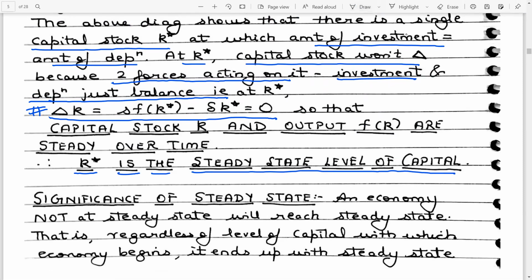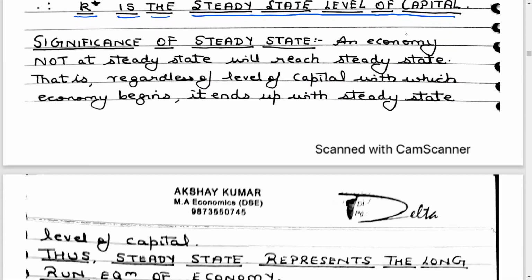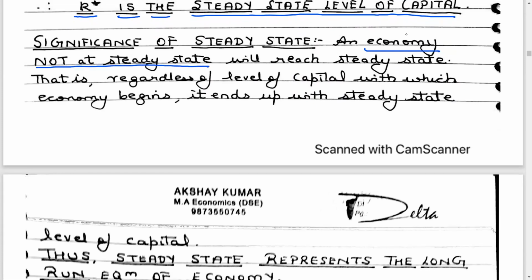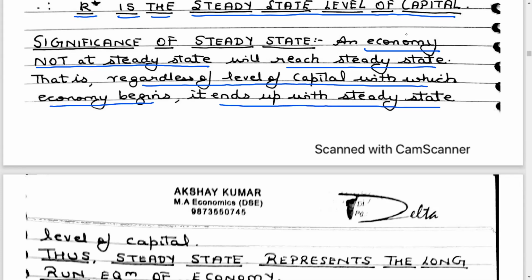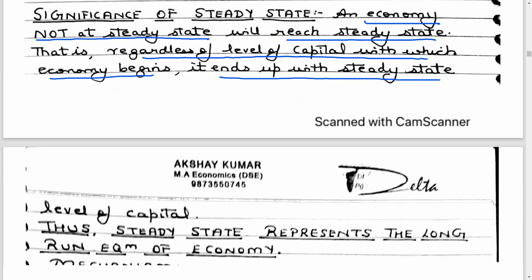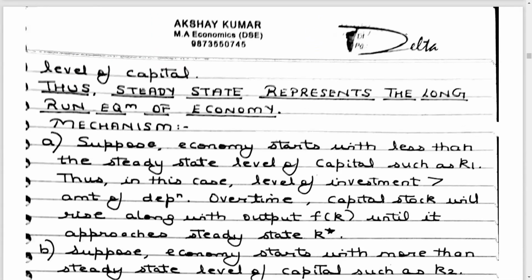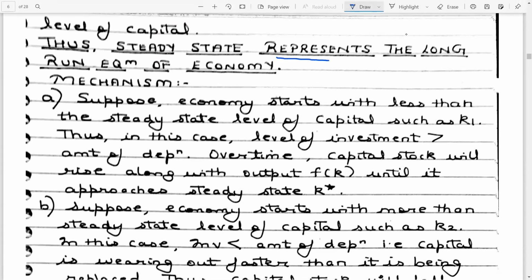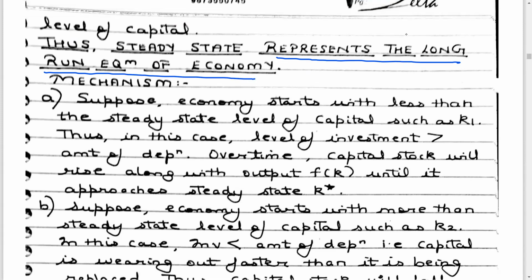Okay, so let's quickly look at the significance of steady state. You can clearly see from the explanation which I had given before as well, an economy which is not at the steady state will automatically reach the steady state. So regardless of the level of capital with which the economy begins, it will always end up with the steady state. So guys, we can say that the steady state represents the long run equilibrium of the economy. Once the economy reaches the steady state, it will not deviate from there.